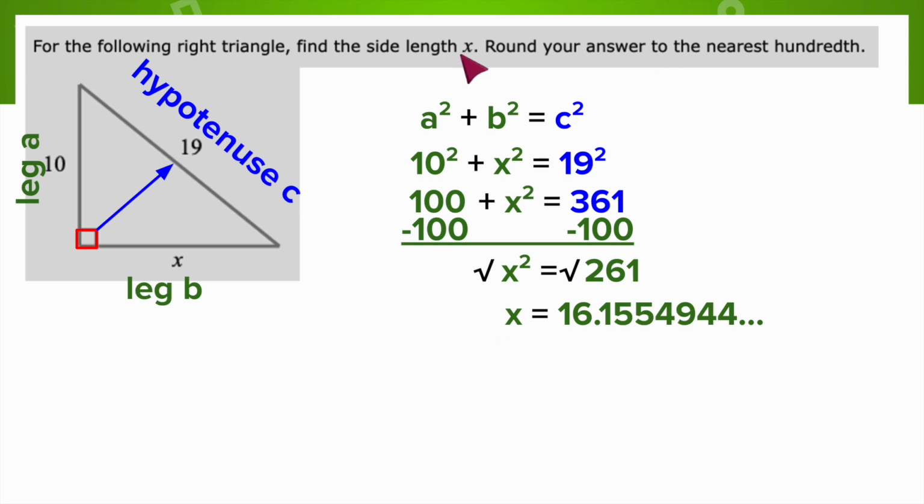Now, if you notice on the instructions on this one, they're actually giving us rounding instructions. So round your answer to the nearest hundredth. Okay, so hundredth is 2 decimal places out. So I'm going to look at the very next one. Since it's 5 or bigger, I'm going to round up to 6. So 16.16. All right, so that is the Pythagorean Theorem.